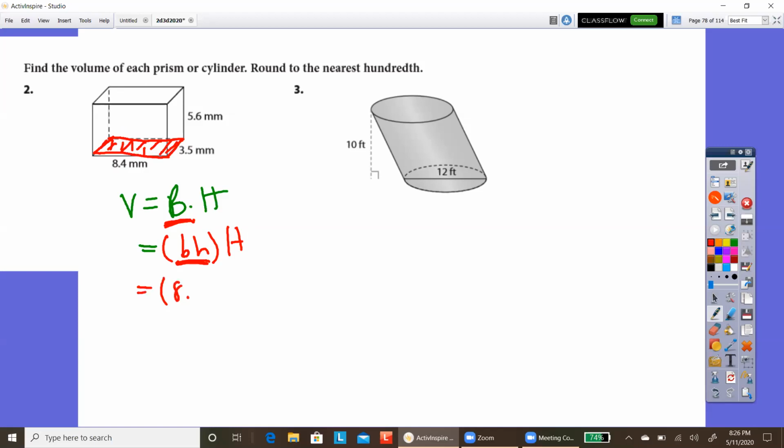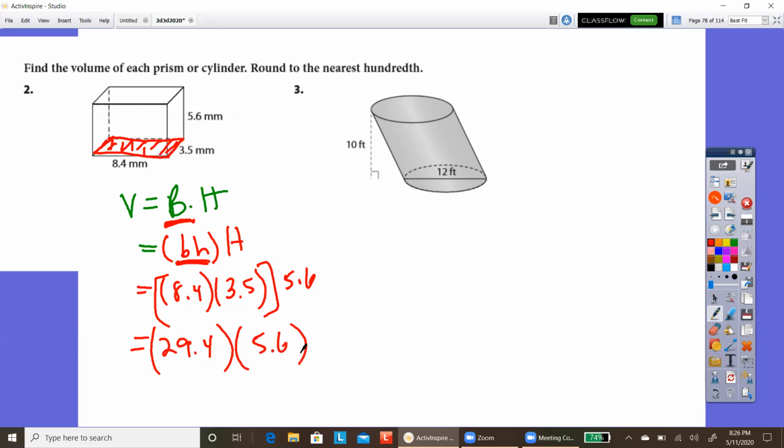So that would be 8.4 times 3.5. Again, that will tell me how many cubes there are in the first layer. And then I multiply that by the number of layers, which is 5.6. So multiplying 8.4 by 3.5, that's going to give me 29.4. There would be 29.4 cubes in the first layer, and then times the number of layers, which is 5.6, and that's 164.64 cubic millimeters.